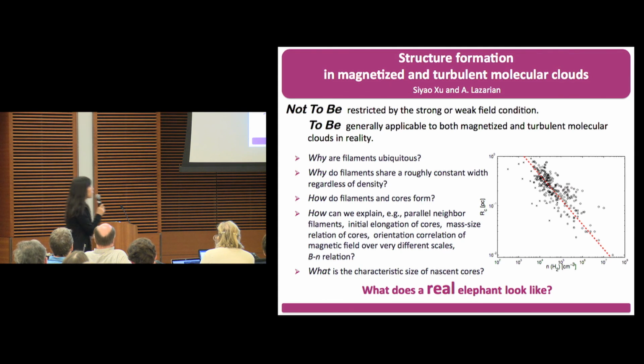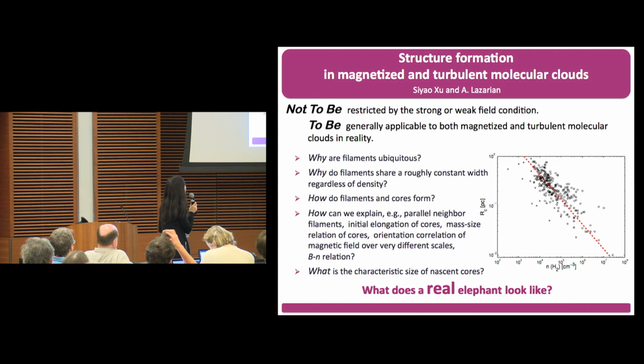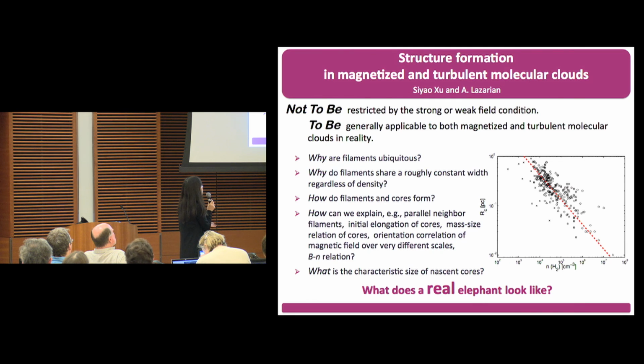To study the star formation problem, the theory we need is not to be restricted by the strong or weak field condition, but to be generally applicable to both magnetized and turbulent molecular clouds in reality. Motivated by recent observations, we applied MHD turbulence in partially ionized gas theory and investigate why filaments are ubiquitous. Why do filaments share a roughly constant width regardless of their density? How do filaments and cores form?